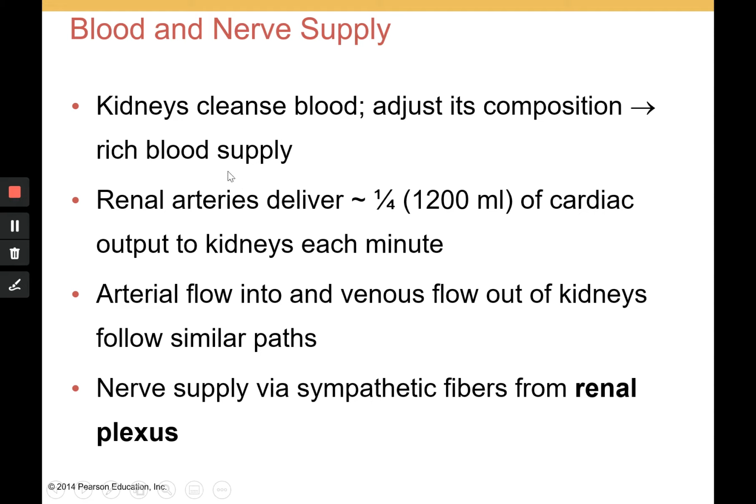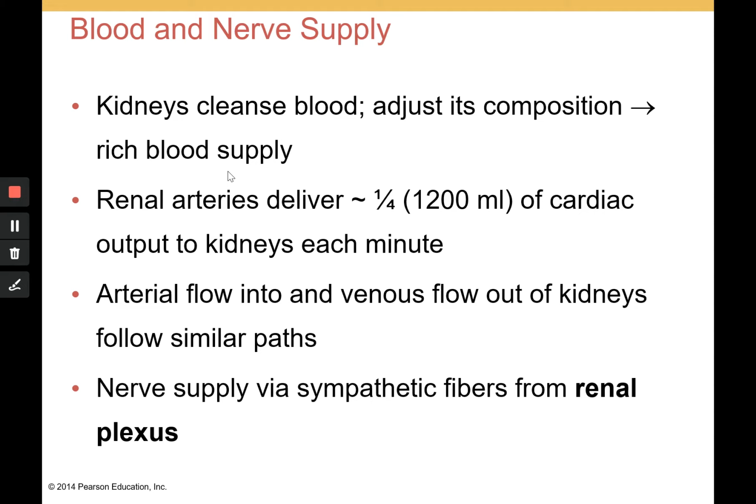Because they're using the blood as the primary way that they create this filtrate, which is what's in the nephron and eventually becomes urine, they have a very rich blood supply. You see here it says that the renal arteries deliver about 1/4, or about 1,200 milliliters, of the cardiac output. So that's what your heart is pumping out from each ventricle per minute. It delivers about 1/4 of that to the kidneys. So the kidneys are constantly just filtering your blood supply.